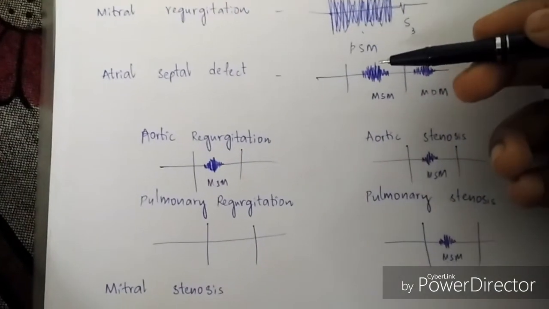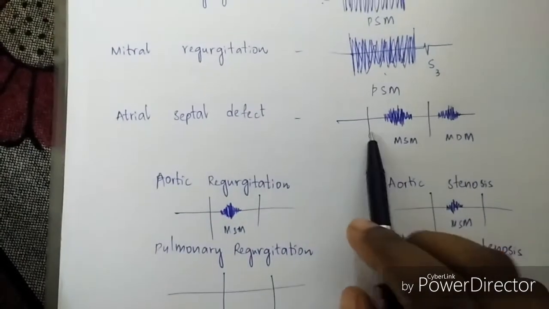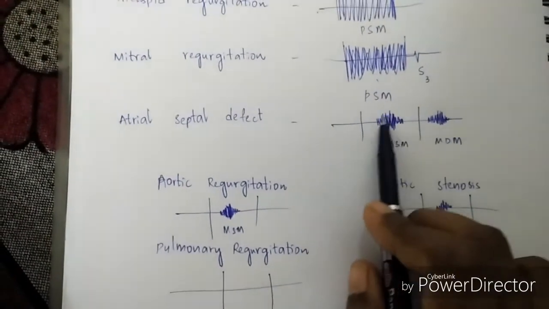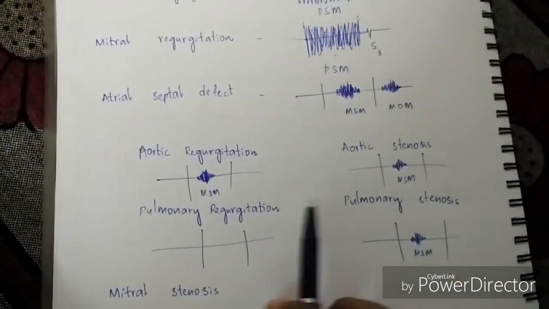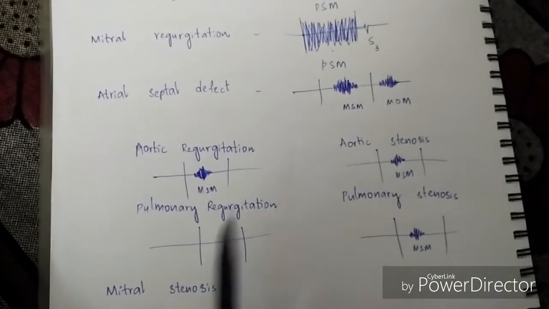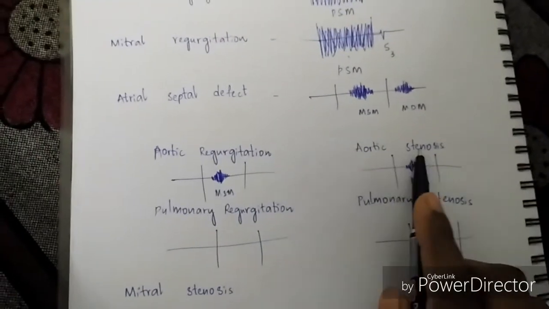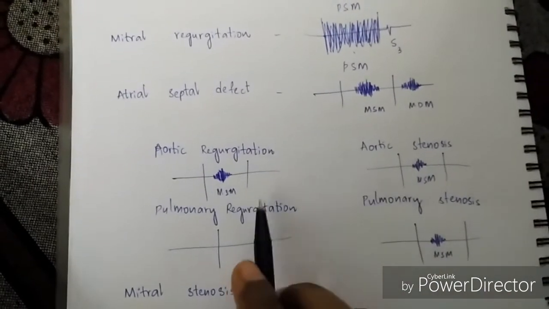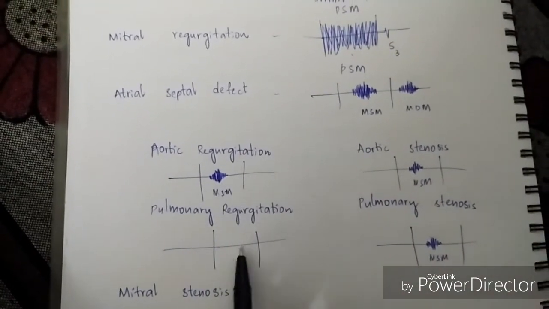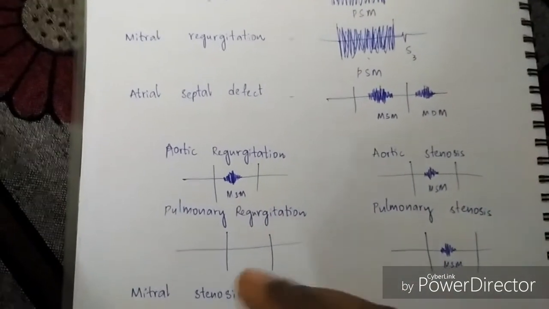This ASD will help us to do rest of the things. Now, in ASD we have mid-systolic murmur and mid-diastolic murmur. Now take this mid-systolic murmur and put it in all these four except pulmonary regurgitation. Here I have aortic regurgitation, pulmonary regurgitation, aortic stenosis, pulmonary stenosis. I have put them in pairs, but I did not put mid-systolic murmur in this one. Mid-systolic murmur is found in all these three.